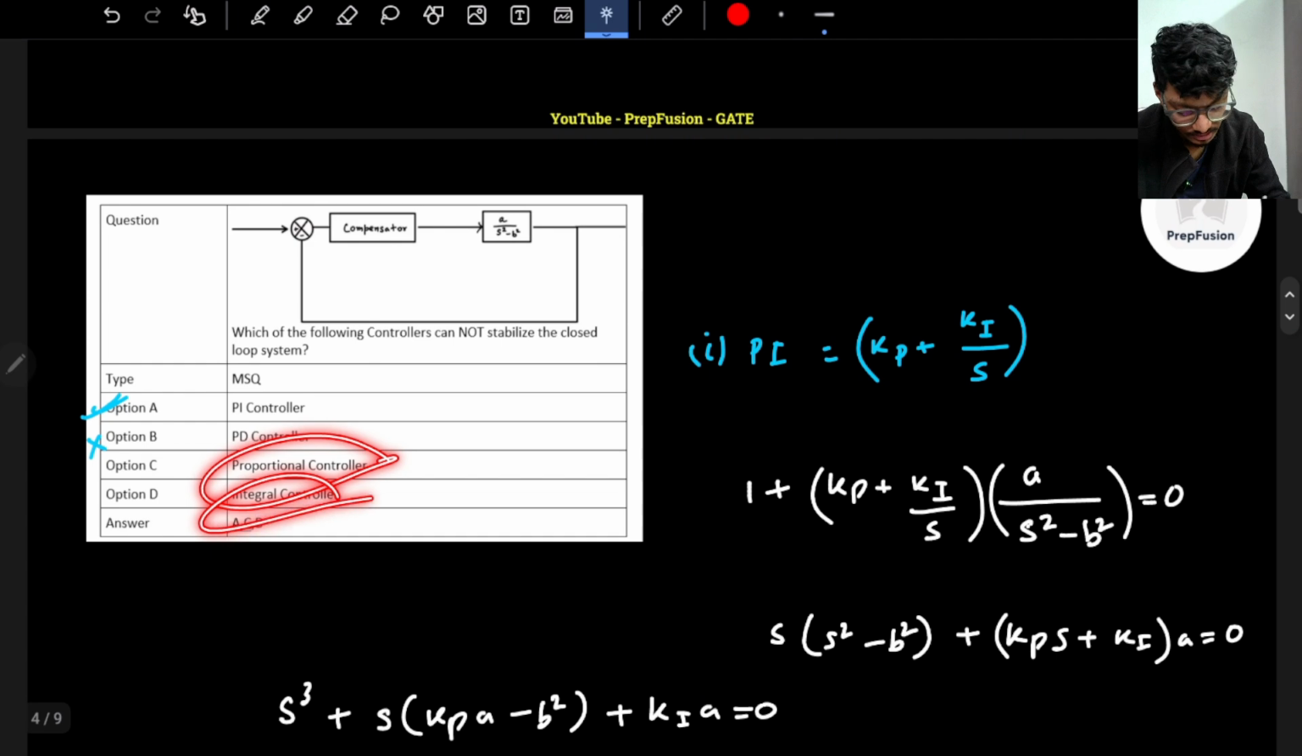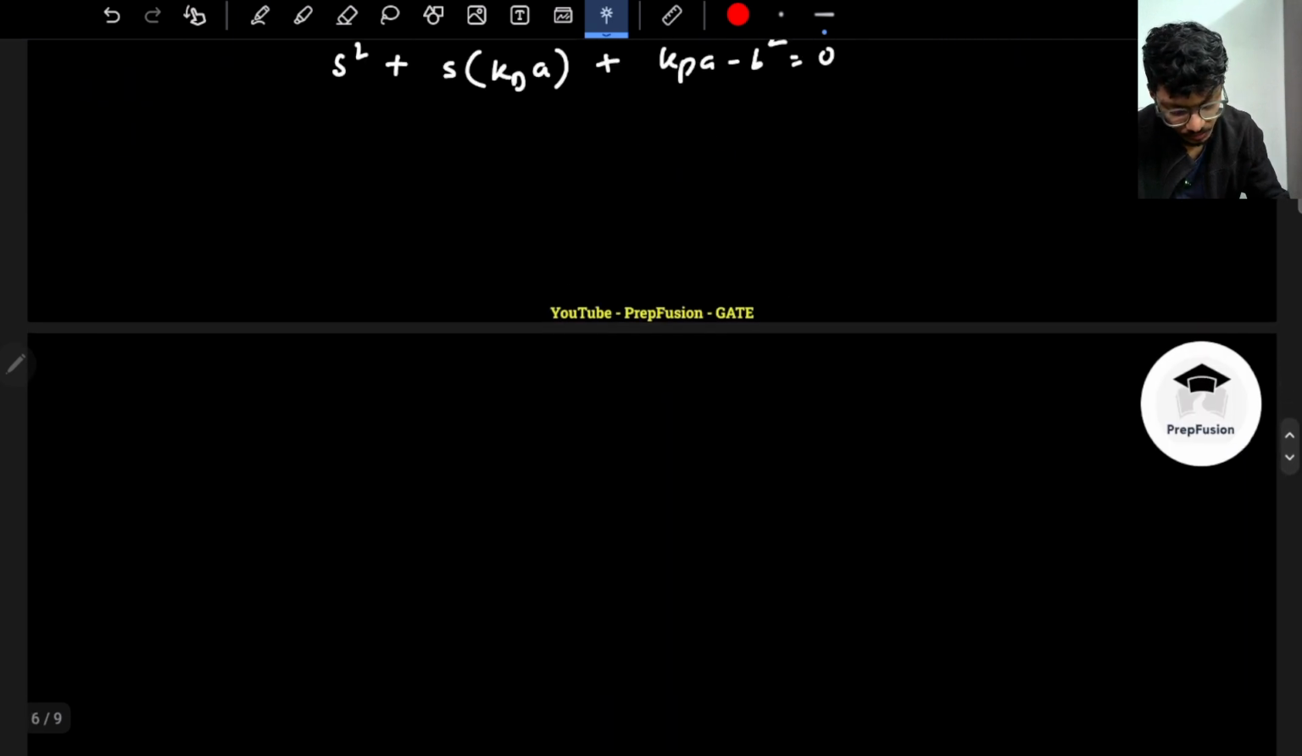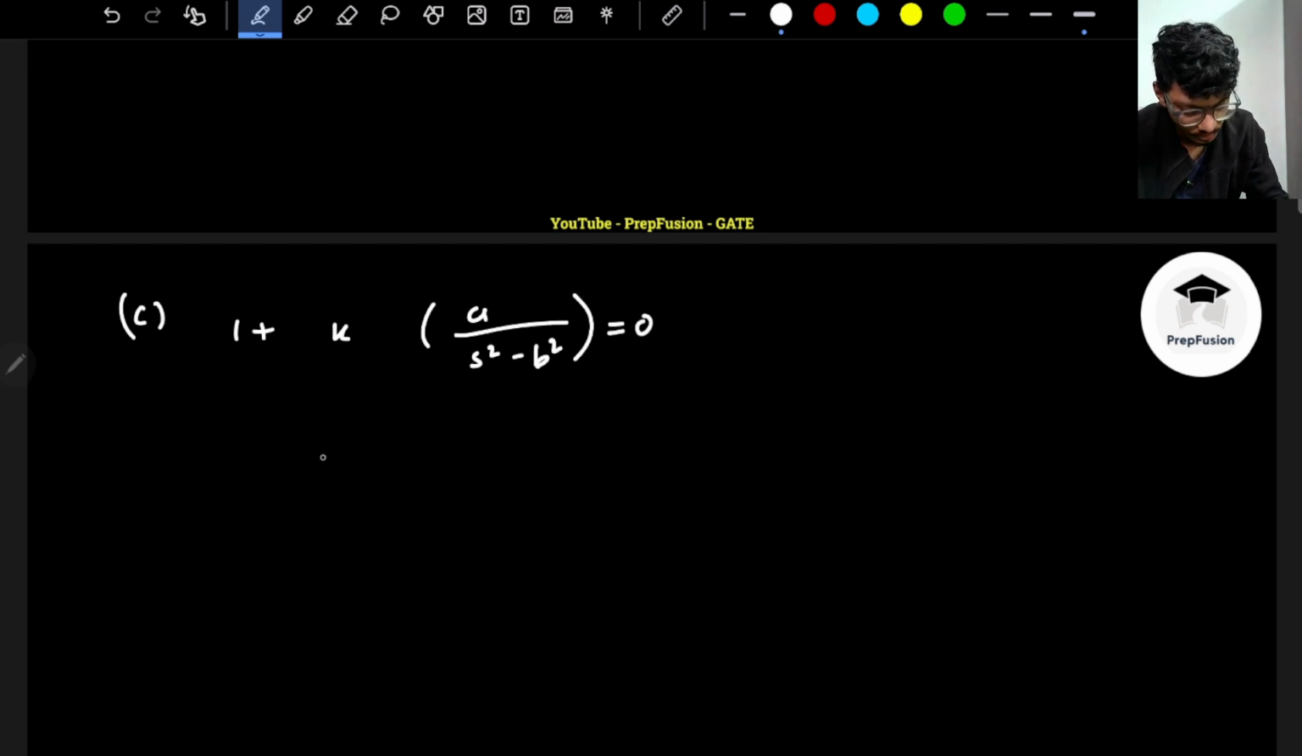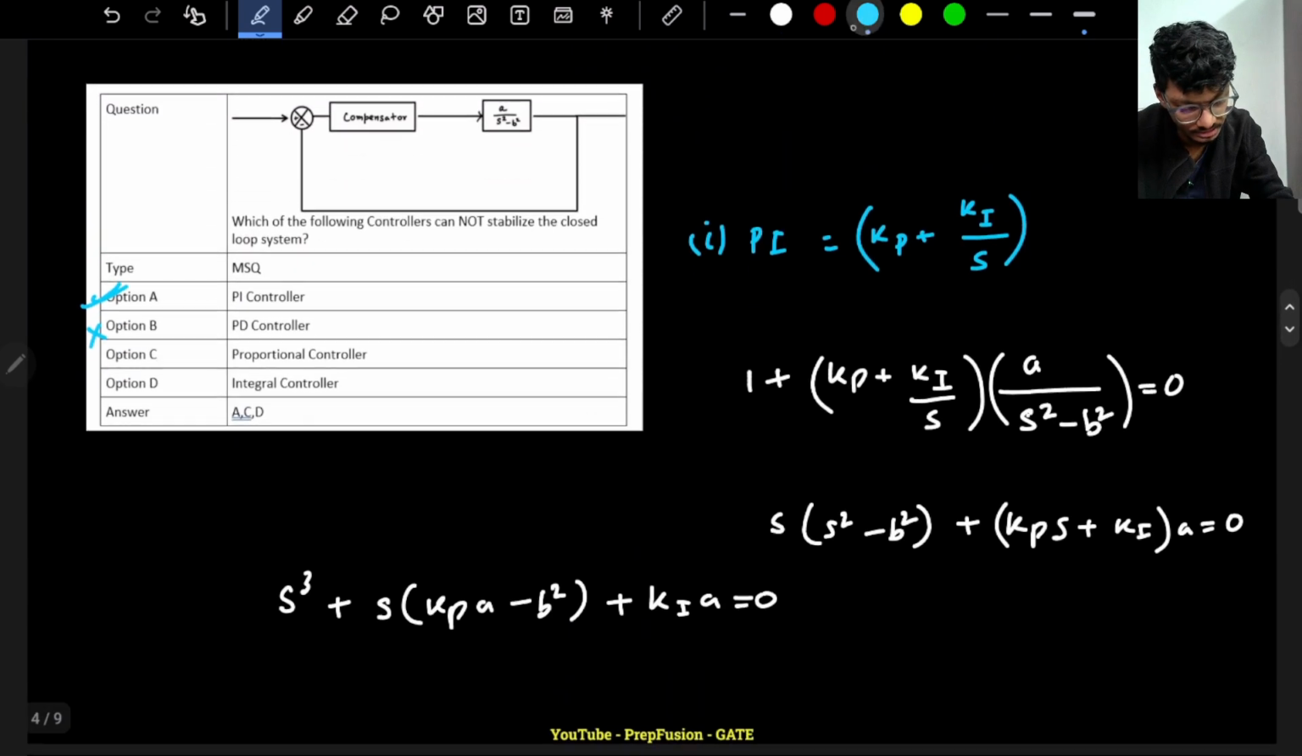Now let's choose the second and last one. Okay, sorry, third and last one. So the proportional controller is again very simple. If I choose the proportional controller, this will be 1 plus K into A divided by s square minus b square equals 0. So this will simply be s square minus b square plus K A equals 0. Again, the coefficient of s is missing, so obviously this cannot make the system stable, so this will be my correct answer. And the last option also will be my correct answer.